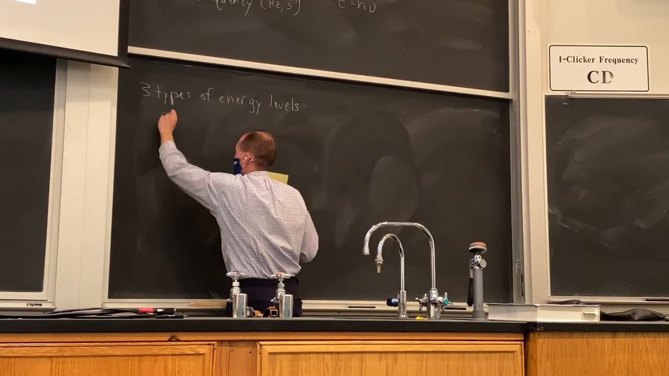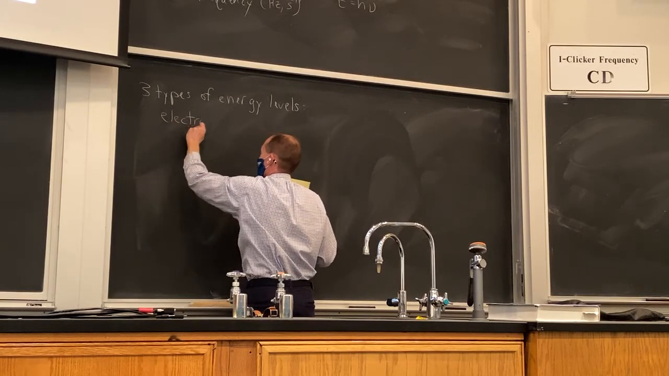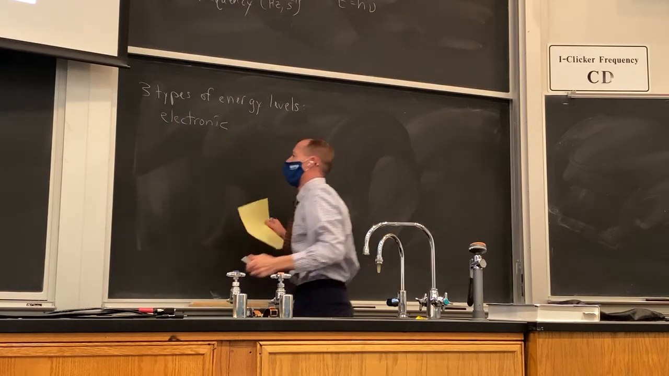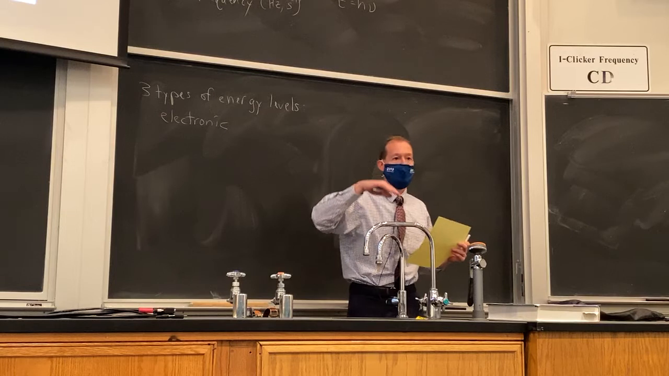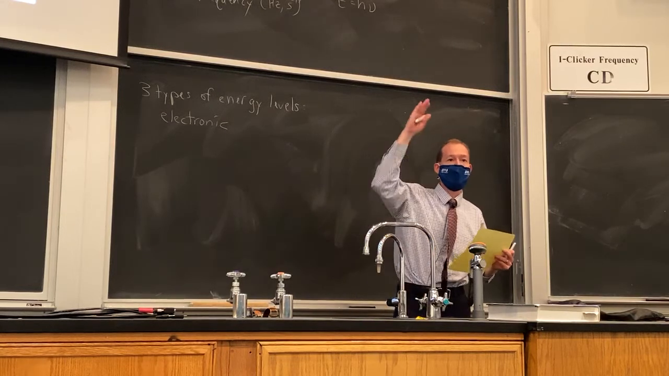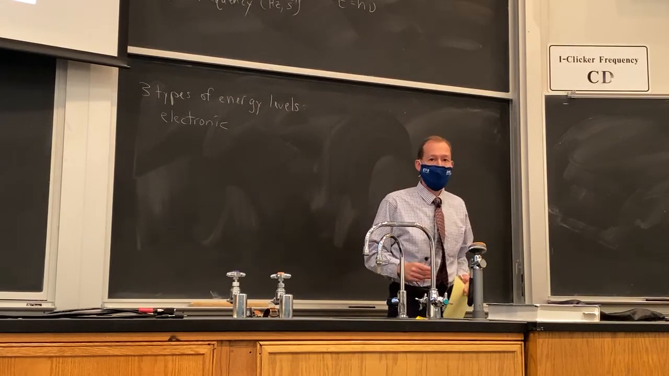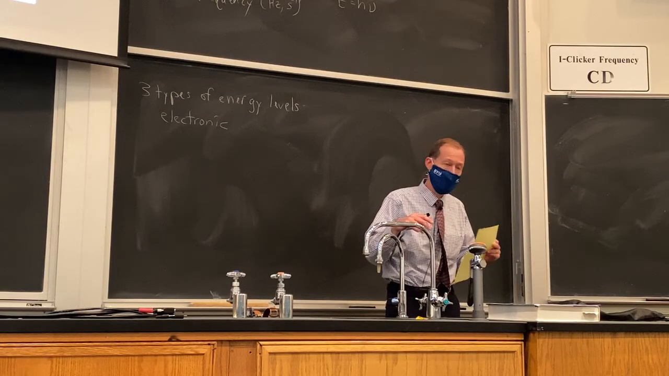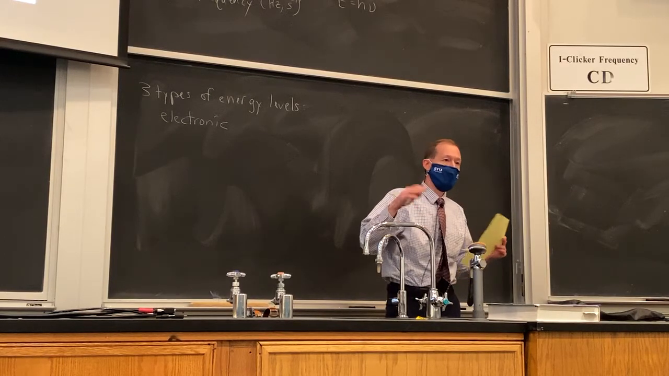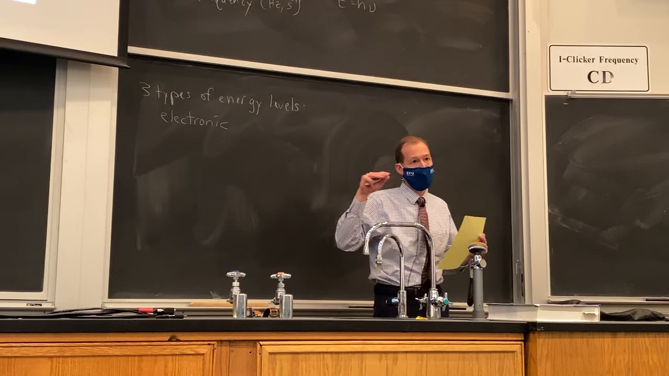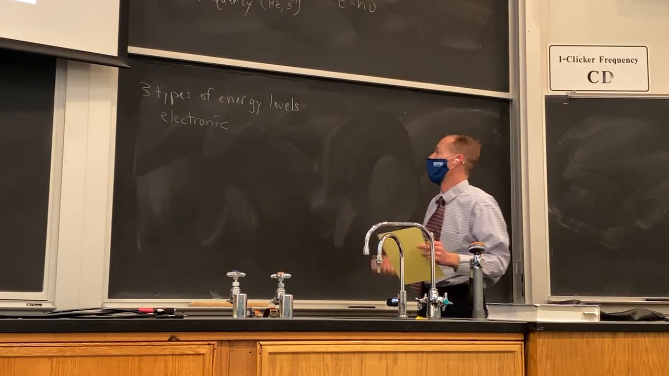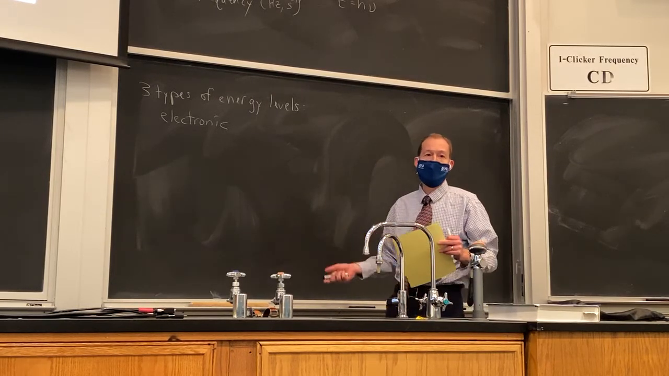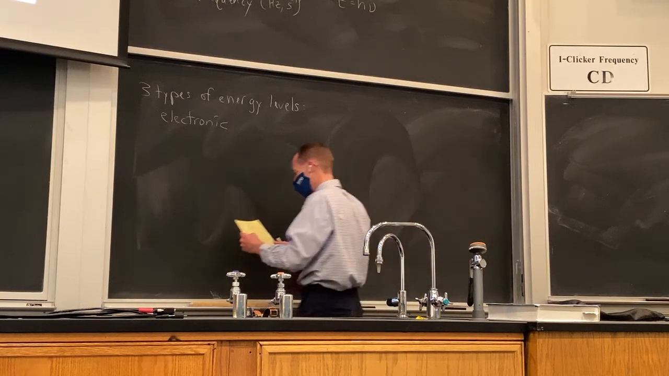We have electronic energy levels. That's referring to the orbitals. We have molecular orbitals of varying energy: sigma bonds, pi bonds, pi star, sigma star. We have all these different molecular orbitals at different energy levels. So that's what we're referring to as electronic energy levels.